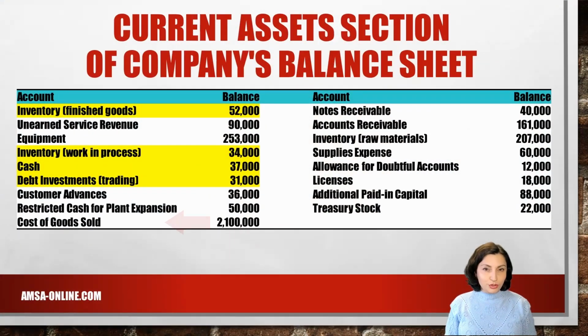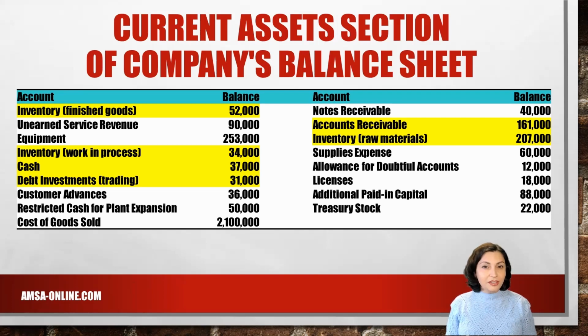The cost of goods sold is an expense account, and notes receivable, as we learned from the additional information provided, is a long-term asset. Both accounts will not be included in the current assets section. Accounts receivable is a current asset account and will be included in the current assets section, net of the allowance for doubtful accounts.